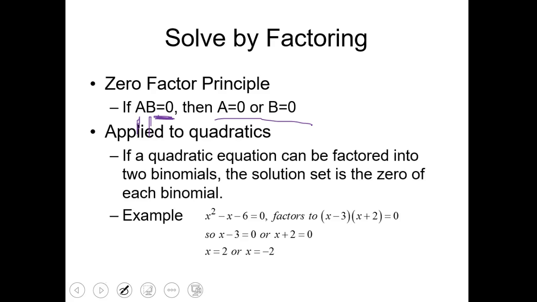So if I can factor and come up with two factors, so this is like my a and this is like my b, my choices are either a is 0 or b is 0. So I write that out as a math statement. If I want x minus 3 equal to 0, there's my math statement for that one. I want x plus 2 equals 0. There's my math statement for that one.